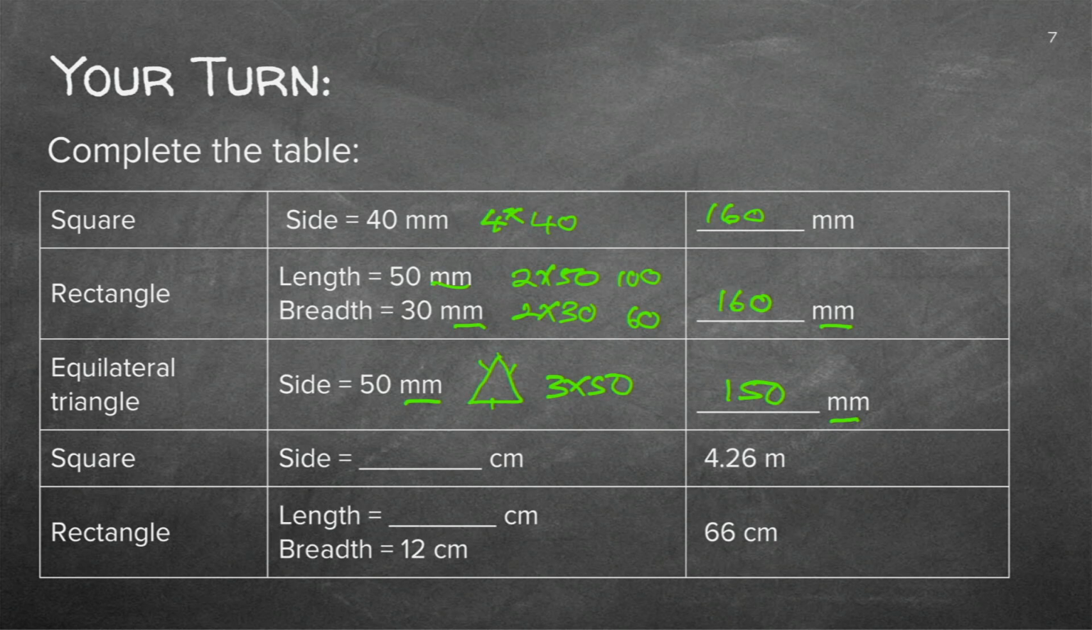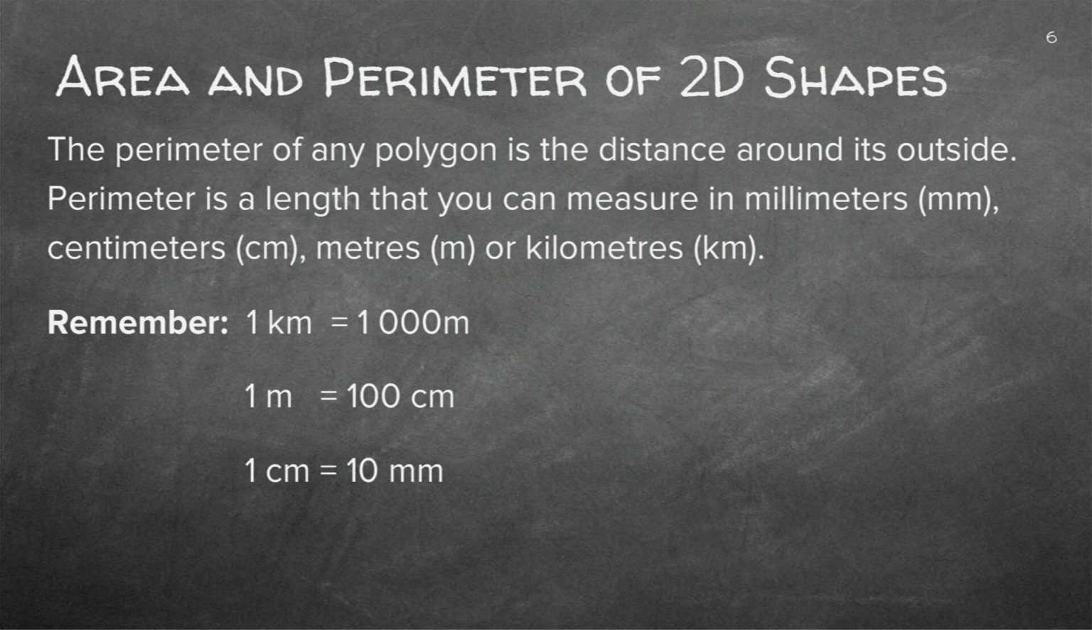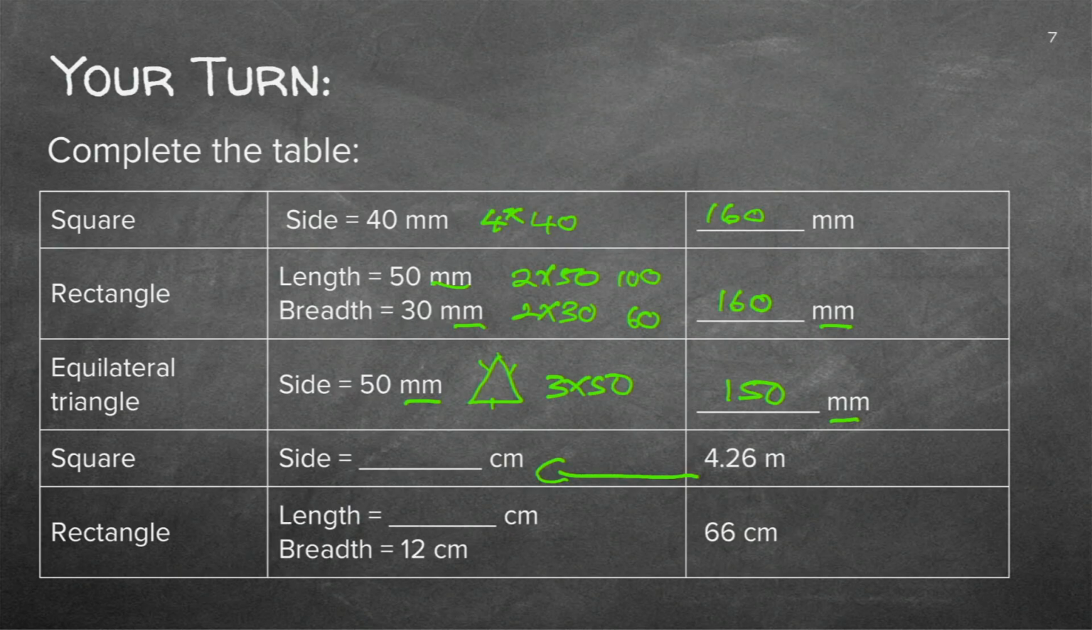Now, a square. They give you the perimeter of the square as 4.26 meters, and they ask you to give the answer of a side in centimeters. So what are we going to do? To get from a meter to a centimeter, we have to multiply it by 100. So we're going to move this 2 places. So it's 426 centimeters. We're going to divide this by 4.